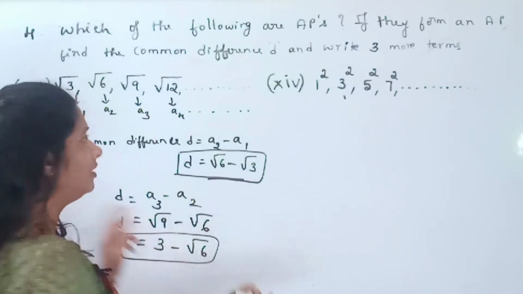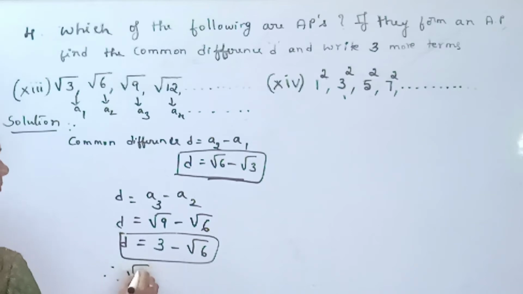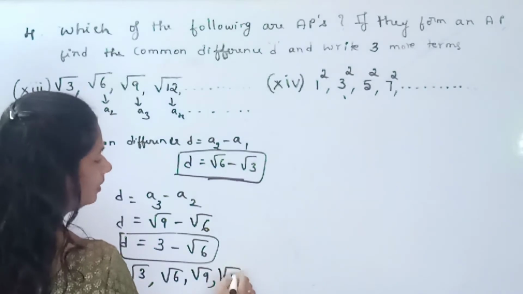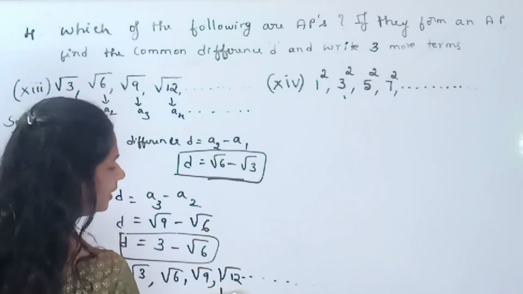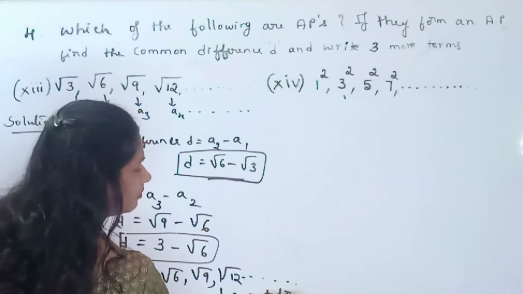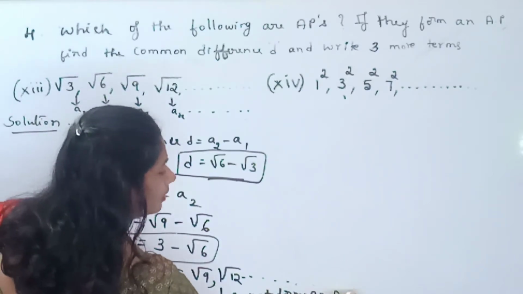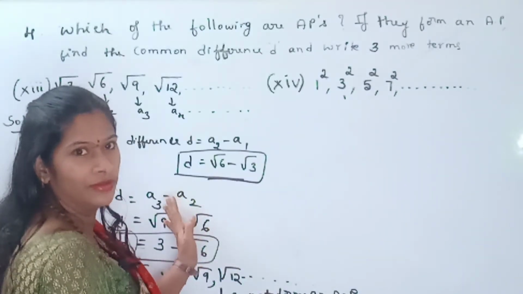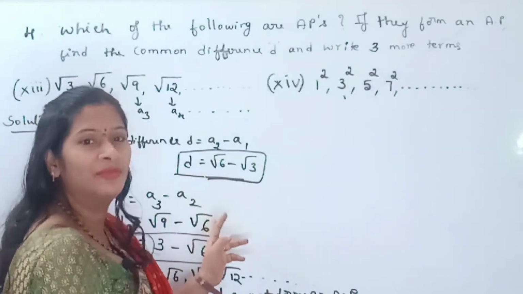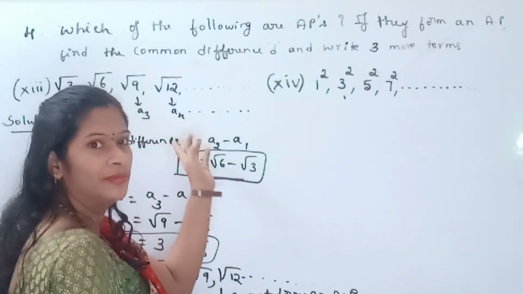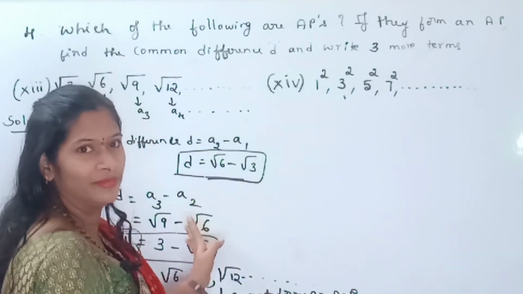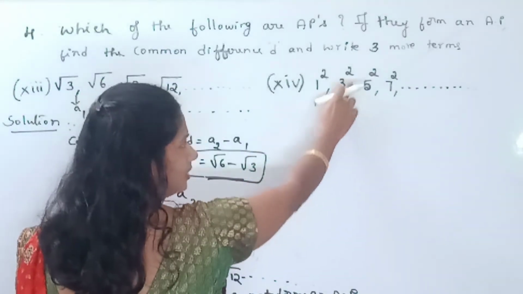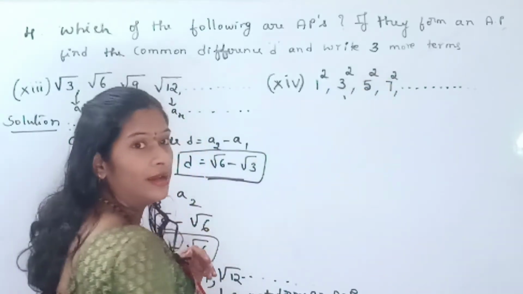So what is your conclusion? Therefore, root 3, root 6, root 9, root 12 does not form an AP. You should write that it does not form an AP, because the common difference, the fixed number which we add to the preceding term to get the succeeding term, is not the same. Got it? Coming to the 14th question: 1 square, 3 square, 5 square, 7 square and so on.